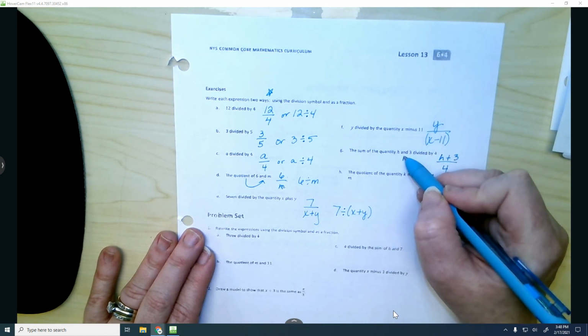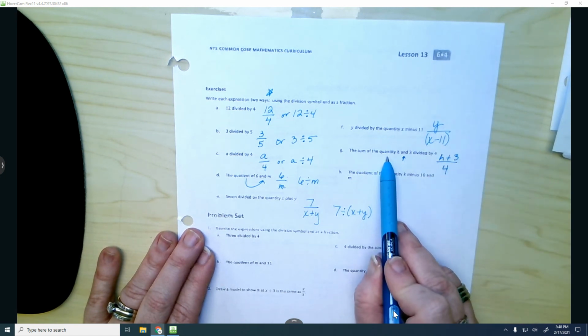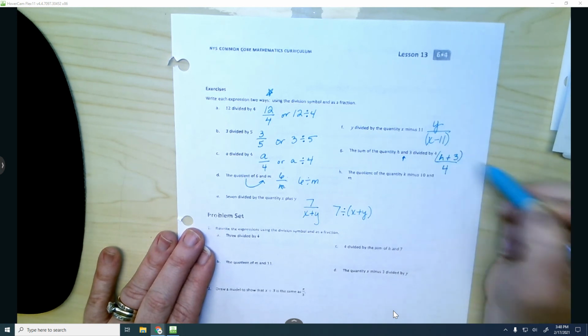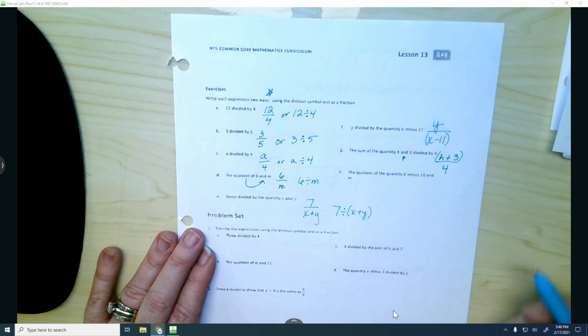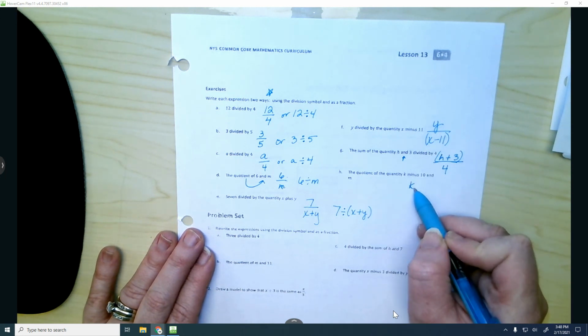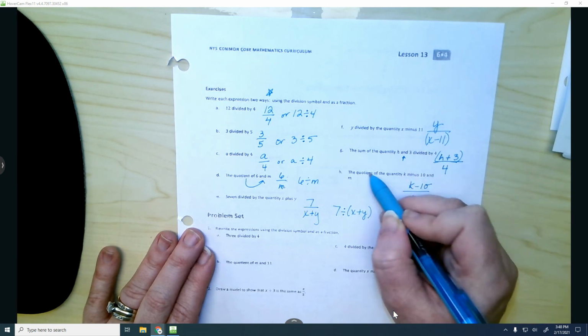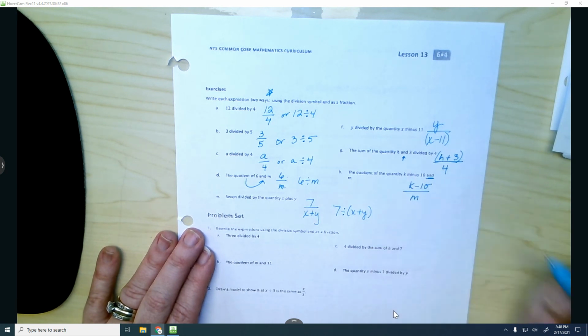Now I talked to you about that word and, but this time it didn't say quotient, it said the quantity. So you're trying to keep the h and the 3 together. Again, parentheses would not necessarily need to be there, but it's a good idea to think of parentheses with quantity. The quotient of the quantity of k minus 10, so we want to keep that together, and m. So again, quotient and tells us that the rest goes underneath.